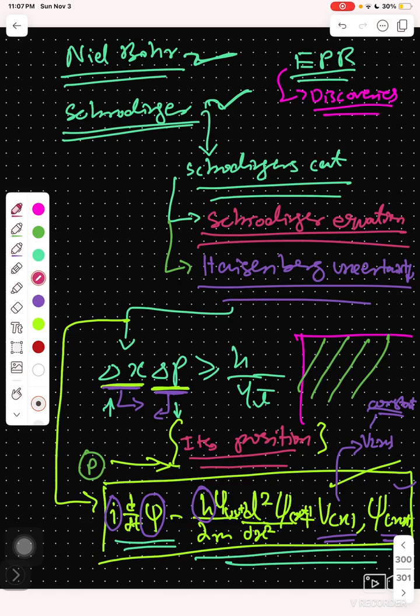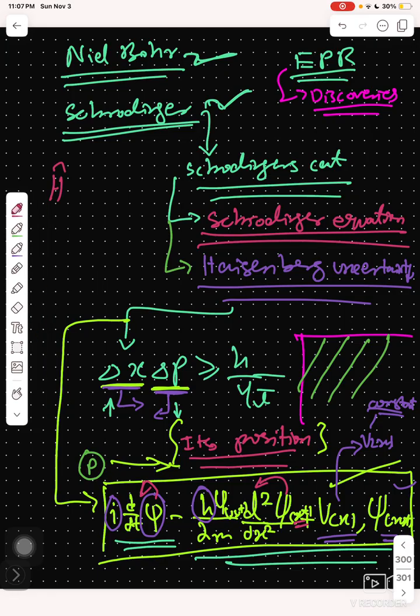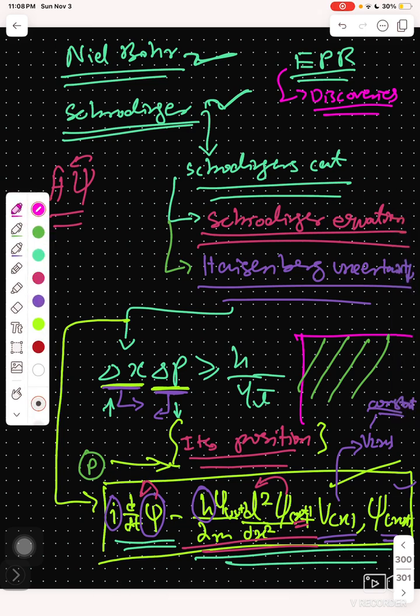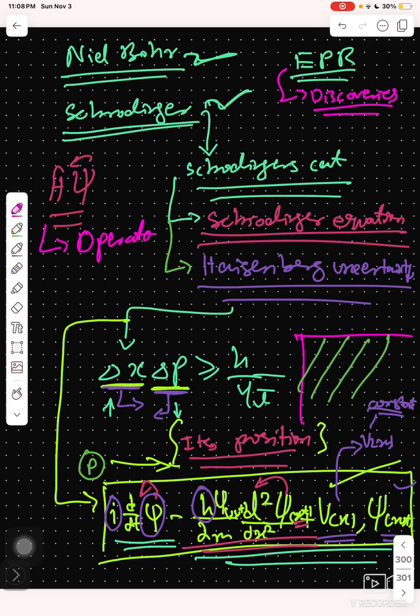psi of x and t is being multiplied with each quantity. We call these operators. Actually, this whole thing can be written as H operator psi. So what we say is that this operator is acting on psi. In quantum mechanics, everything is taken as operators. So this is what it means.